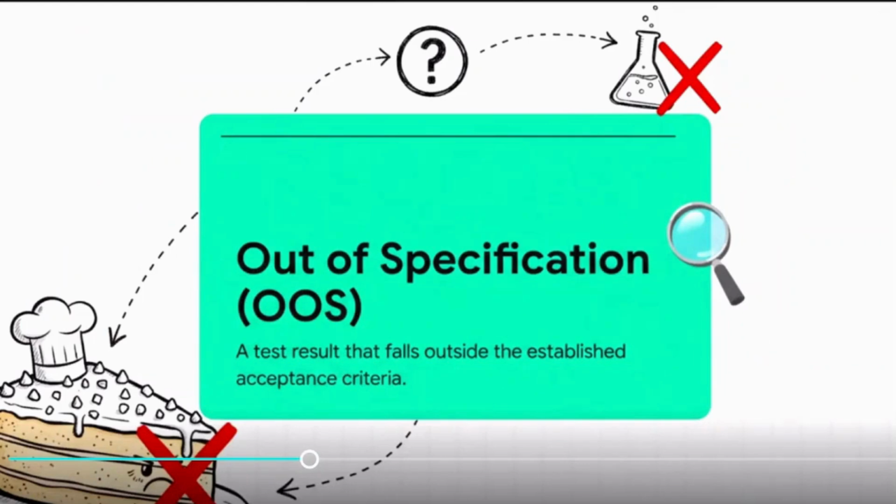Okay, now for the other side of the coin. Out of specification, or OOS for short. Now, this one has nothing to do with the process itself. It's all about the final result. So you've run a test on your finished product, and whoops, the result is outside the quality standards you already set. Let's go back to our cake. You finish baking it, you do your official taste test, and it's salty instead of sweet. The final product failed. See the difference? The failure is in the result.